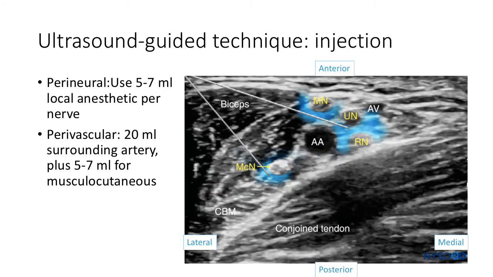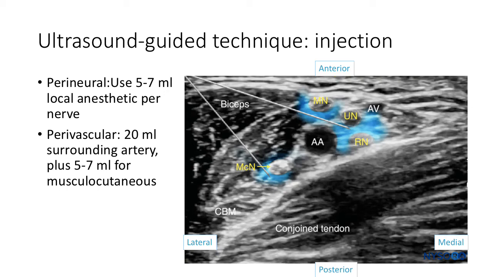Then place your needle using an in-plane technique such that the needle length can be visualized during approach, allowing you to avoid vascular puncture. There are 2 schools of thought as to ideal local anesthetic spread for this block. One is that each nerve, radial, ulnar, and median, should be blocked individually. The other is that circumferential spread around the artery should be the goal.